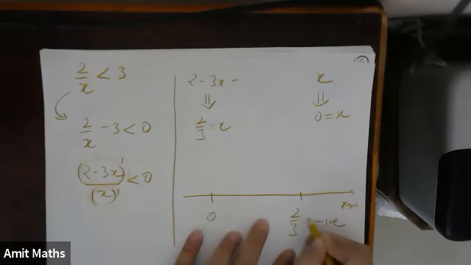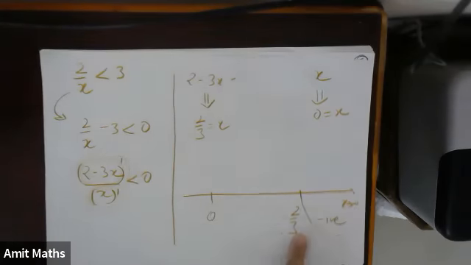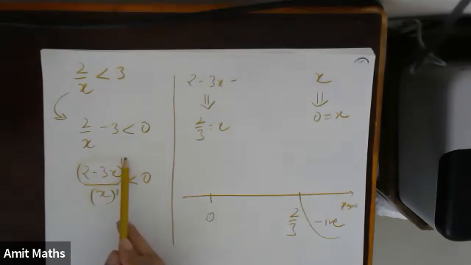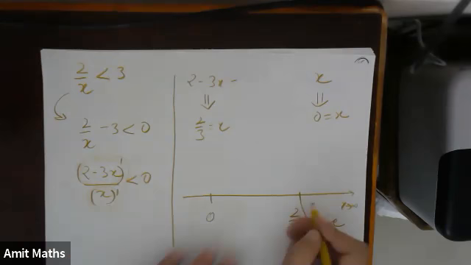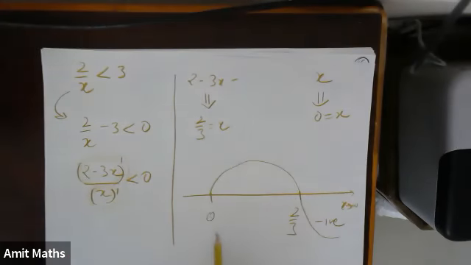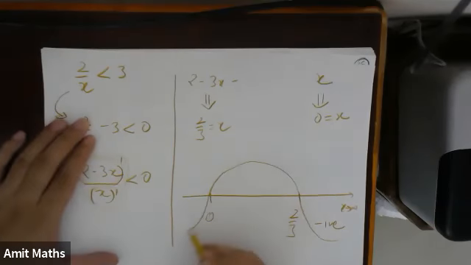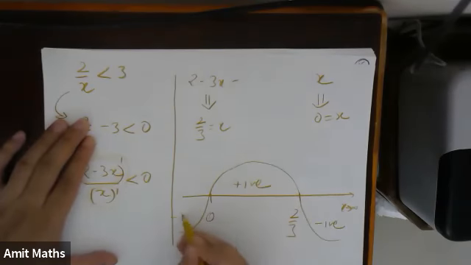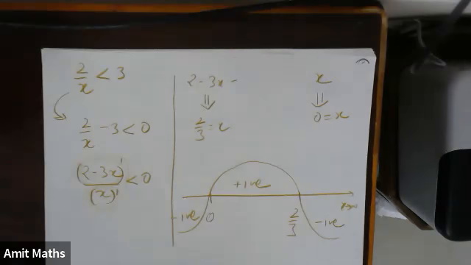I will move from negative to the first critical point, 2 by 3. 2 by 3 is the solution for this. The power is odd. If the power is odd, what will we do? We will change the sign. That means this will go up. Then the second critical point is 0. What is the power? 1. So again it will change the sign. That means negative, this is positive, this is negative. Understood?